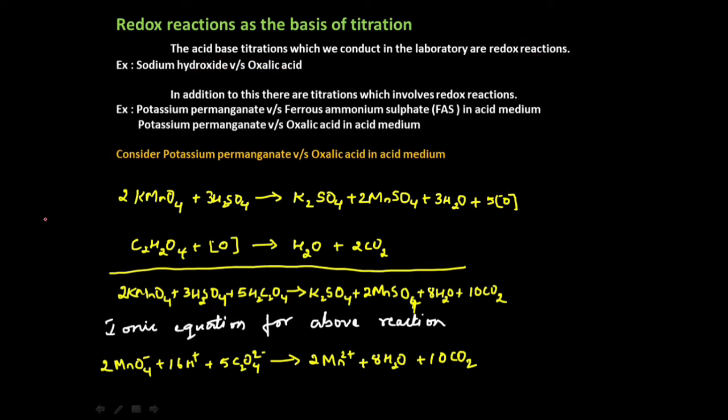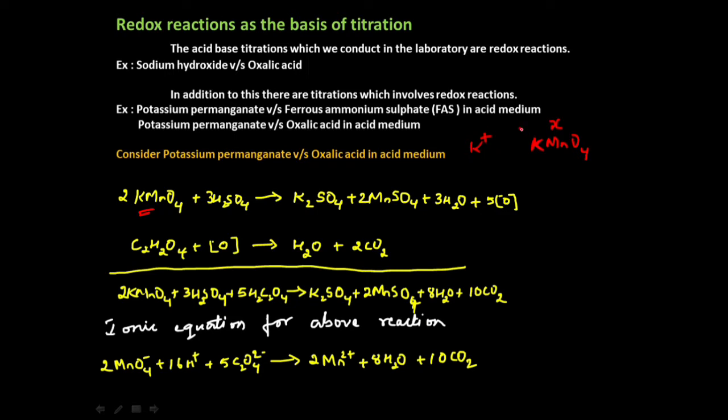Okay. So in this titration, how can we say a redox reaction is taking place? Now you can see, take this molecule, potassium permanganate. What is the oxidation state of manganese here? How can we calculate that? In KMnO4, you have to calculate the oxidation state of manganese. Let it be X. Then what is the oxidation state of potassium? Potassium always exists as K plus.